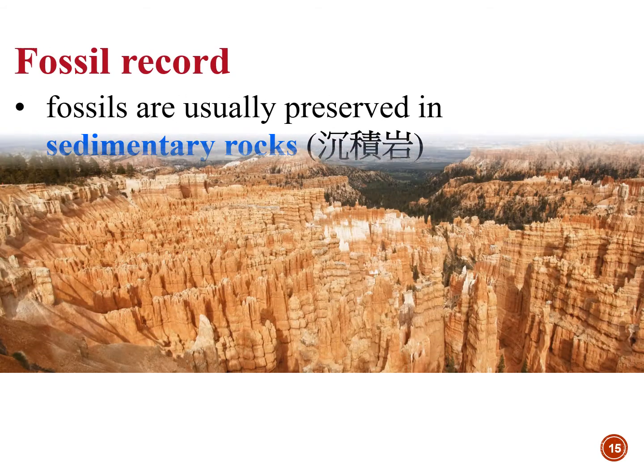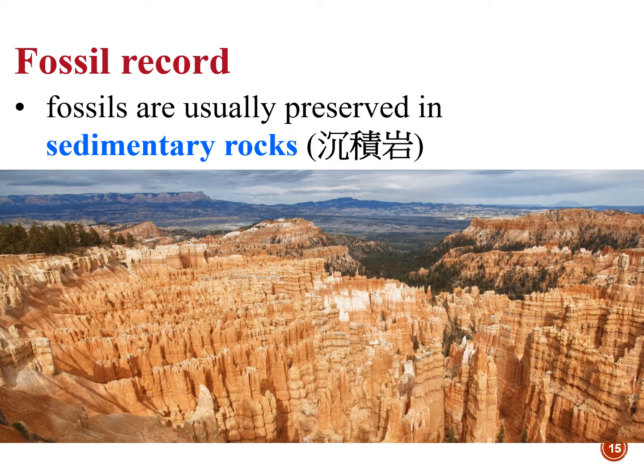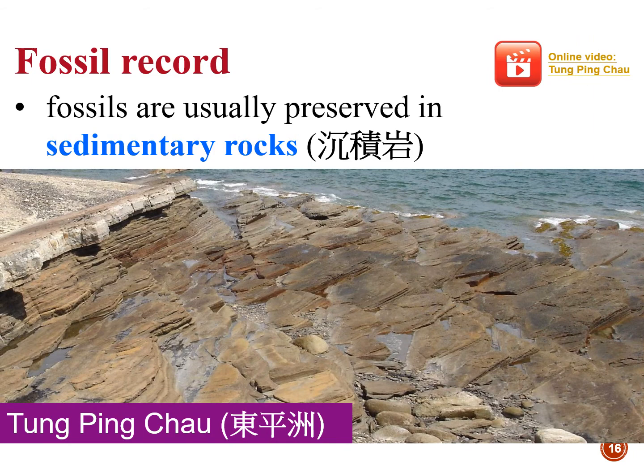To study evolution, you will need the record from the fossils. Where do you find fossils? They are usually preserved in sedimentary rocks, in Chinese 沉積岩. When we talk about fossil records and sedimentary rocks, they are not actually very far away from us. Instead, we have sedimentary rocks in Hong Kong. It is located in Tung Ping Chau.